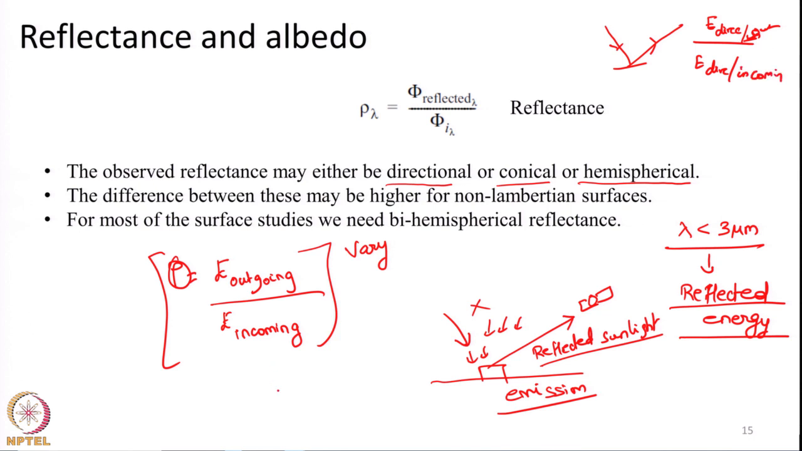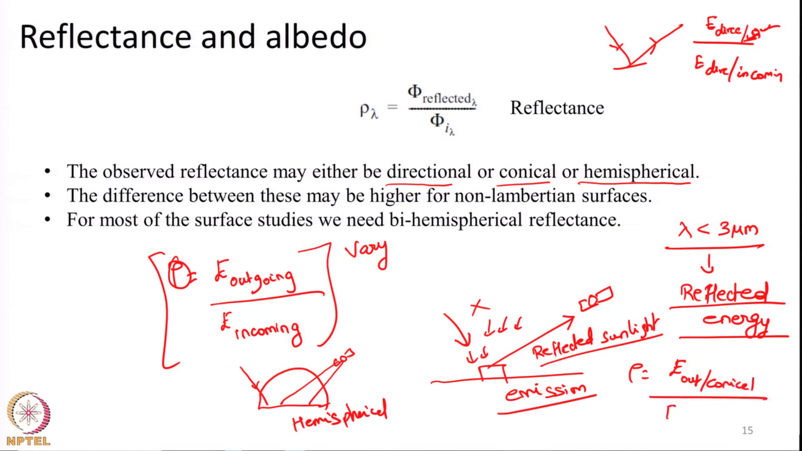Second case is, let us say sun ray is coming, we are going to consider both the diffuse radiation and direct radiation. In that case, we have to make measurement of incoming energy in the entire hemisphere surrounding the object. So, here we are making a hemispherical case of incoming energy, and let us say we are using a normal sensor in space which integrates energy over a cone, over a conical solid angle. So, in that case rho will be defined as E outgoing over a conical integration area, over E incoming which is measured over an entire hemisphere.